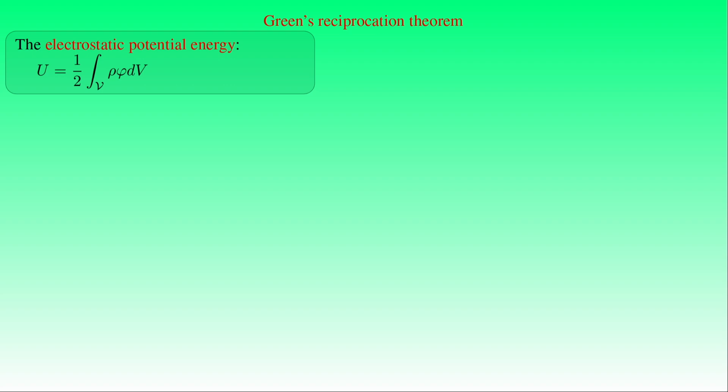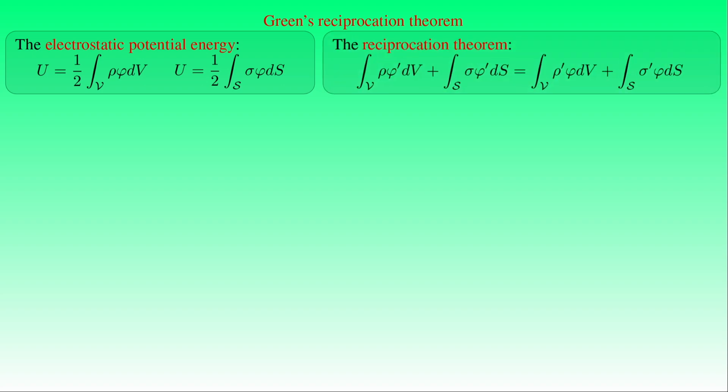For an electric charge distribution sigma over a surface S, the volume integral providing the potential energy U can be reduced to the surface integral of sigma times phi over the surface S. By taking a look at the volume and surface integrals in Green's reciprocation theorem and comparing them with the two integrals of the electrostatic potential energy of a charged system, we can interpret the reciprocation theorem as follows.